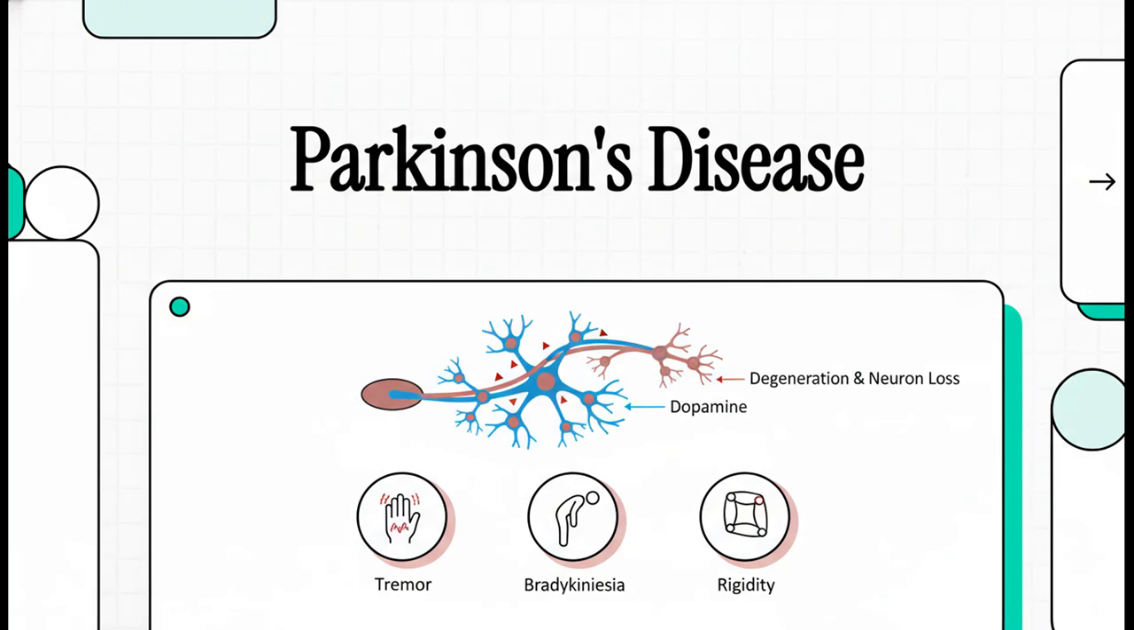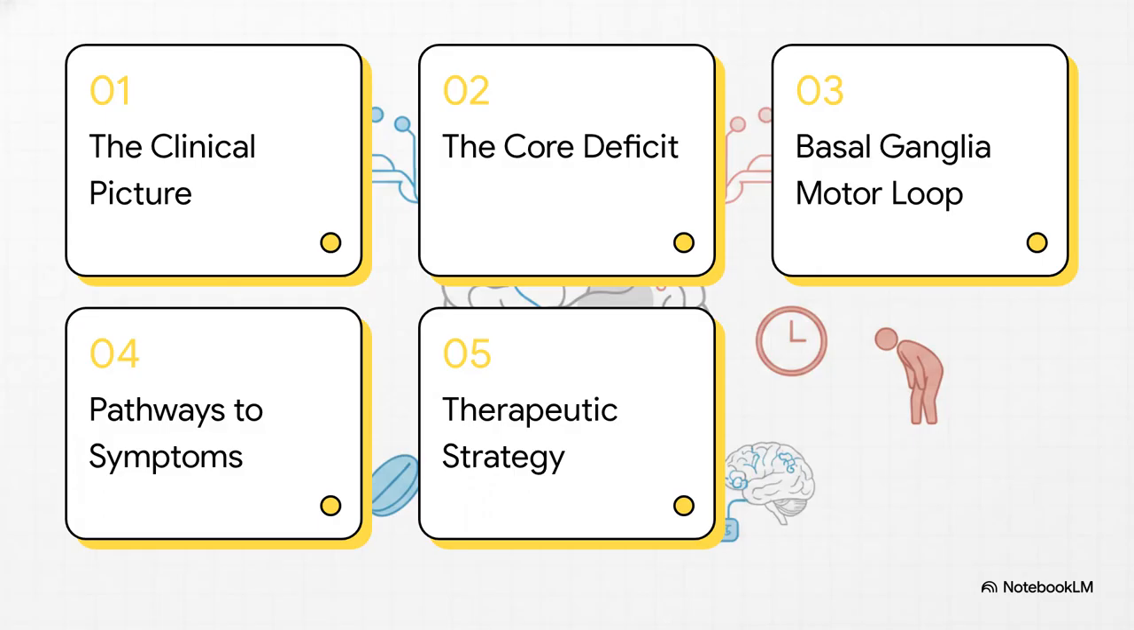All right, in this explainer, we're going to break down the core pathophysiology of Parkinson's disease. Our goal here is to build a solid, high-yield foundation so you can really understand the mechanisms behind this critical neurodegenerative disorder. So, here's our roadmap. We've structured this in 5 logical sections.